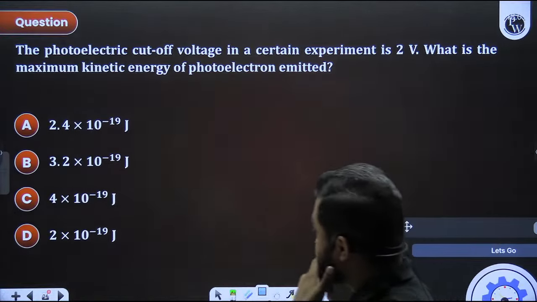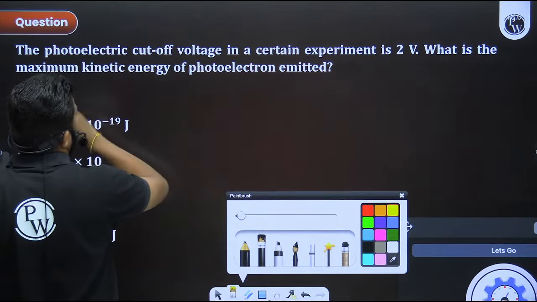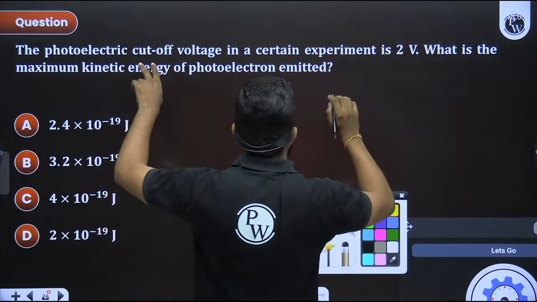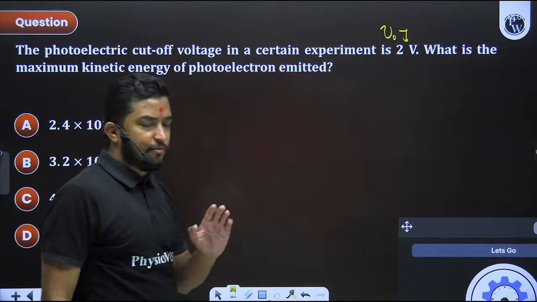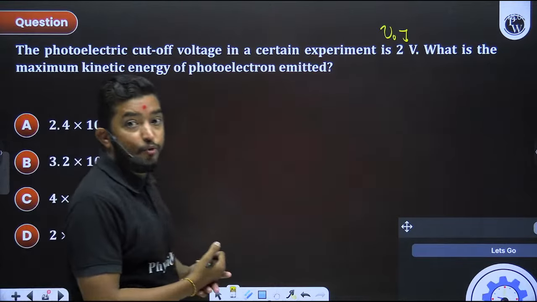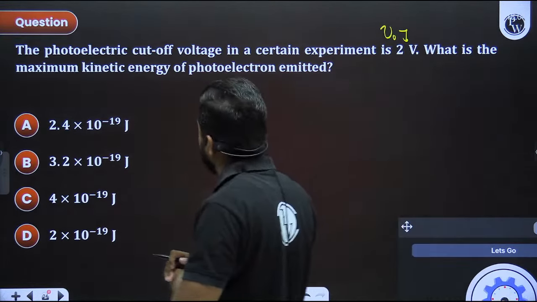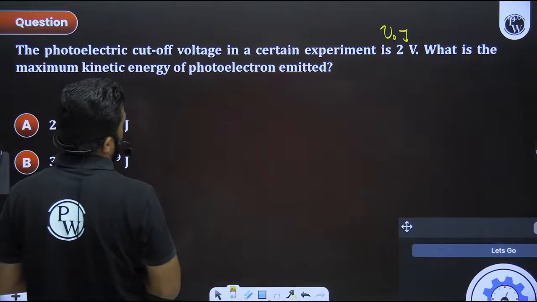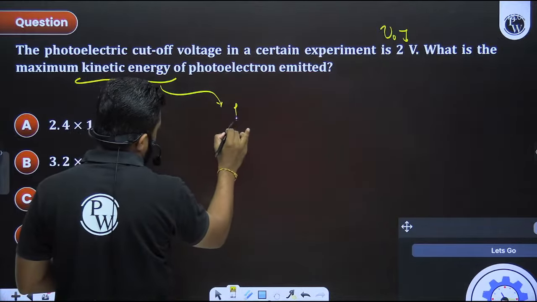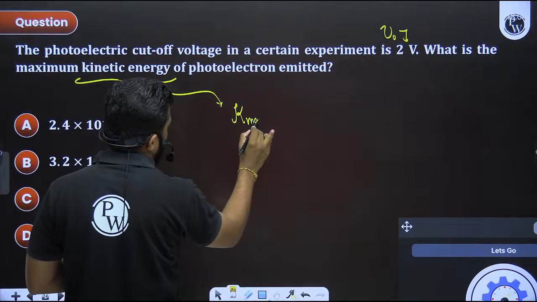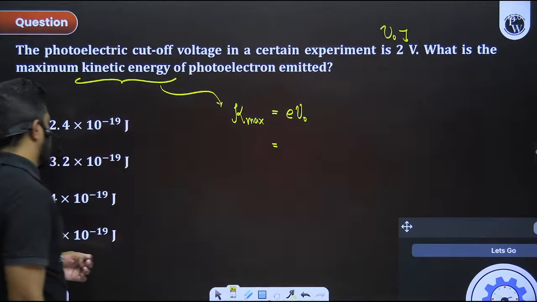The photoelectric cutoff voltage. Actually, the cutoff voltage is also known as V naught, also called the stopping potential in the practical. What is the maximum kinetic energy of a photoelectron emitted? They ask for the kinetic energy, and it is a simple formula: maximum kinetic energy is equal to eV naught.